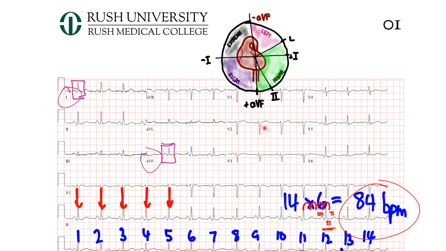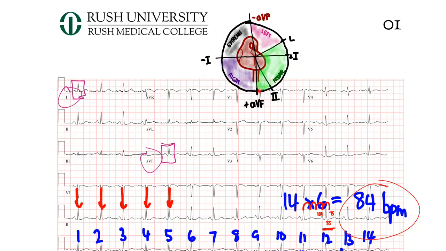This one is also mostly negative. Here, this one is mostly positive. This one here, it goes up and down about the same. And so you might say that this one is isoelectric. It is neither negative nor positive. In total, it adds up to about 0. And so that's how you determine axis. That's the quick and easy way.